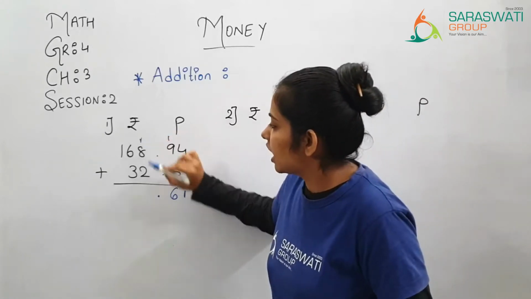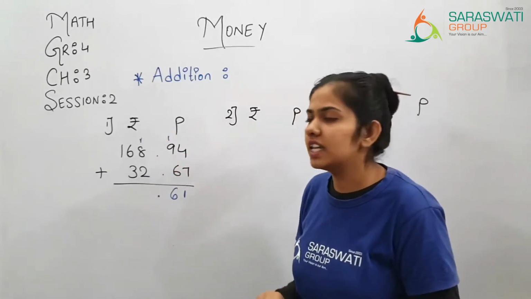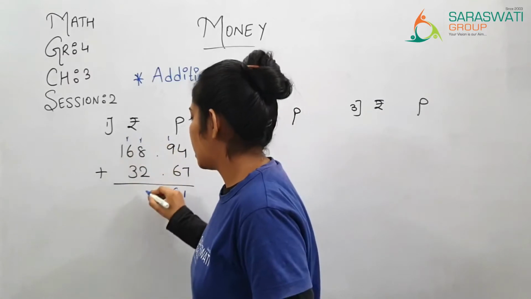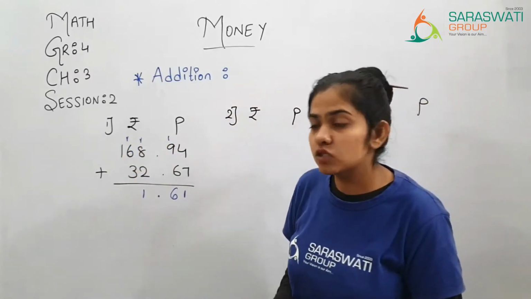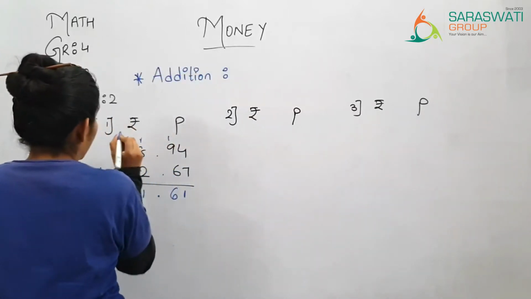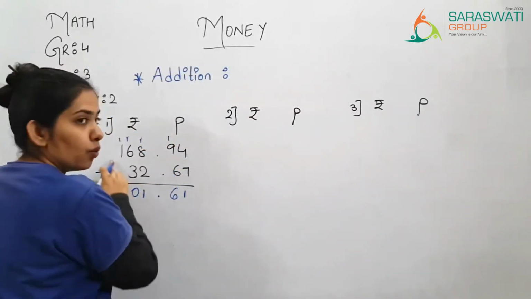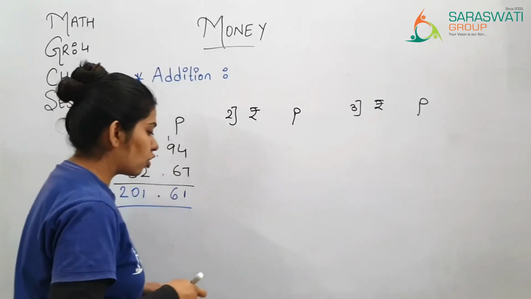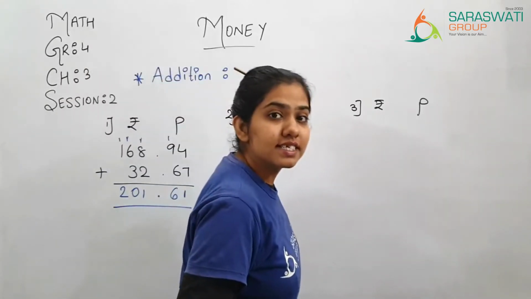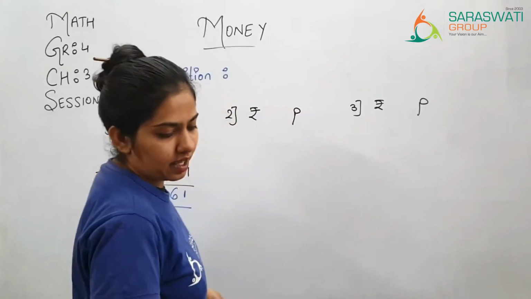8 plus 1, 9 plus 2, 10, 11. 1 carry and 1 again over here. 6 plus 1, 7 plus 3, 10. So 1 carry and 0. 1 plus 1, 2. So our answer is 201 rupees and 61 paise.